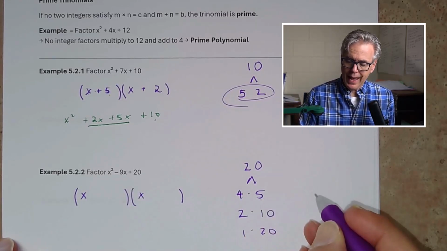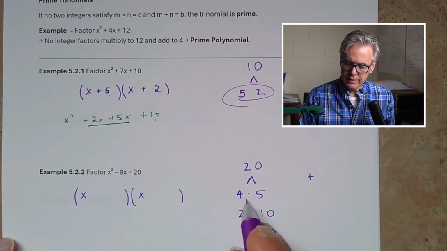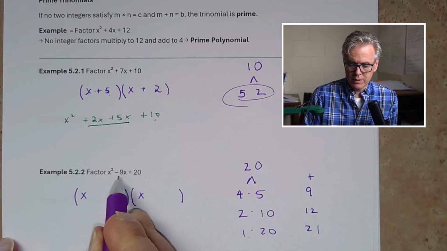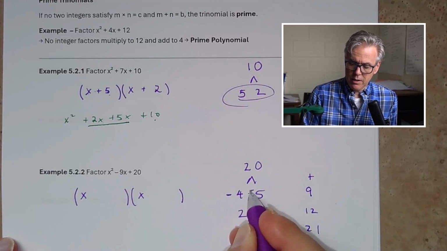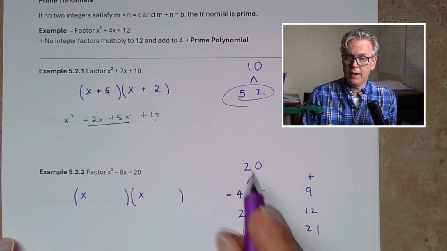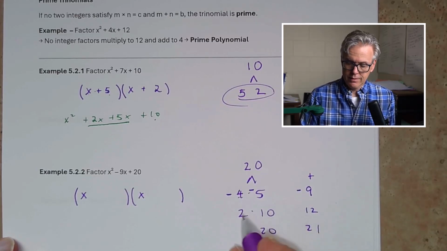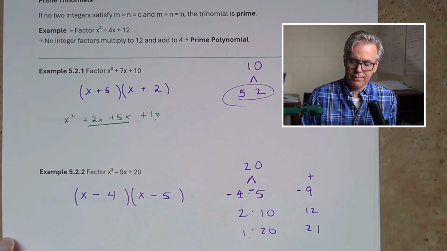But how about when I add them? 4 plus 5 is 9, 2 plus 10 is 12, 1 plus 20 is 21. Well, I'm looking for ones that add to be a negative 9. If both of these are negative, two negatives multiply to give me a positive, and they add to a negative 9. So that is the answer, x minus 4, x minus 5.